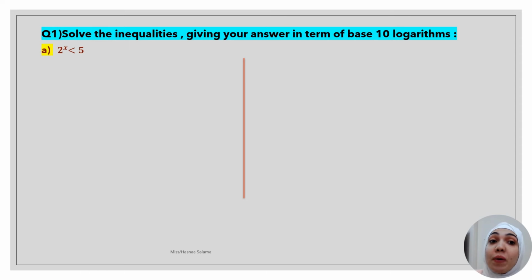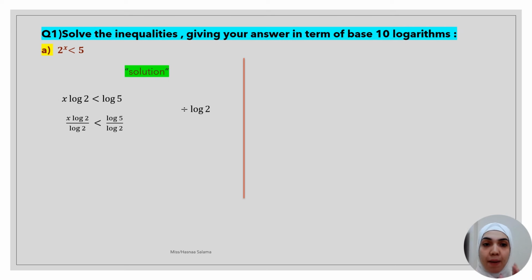Part A: 2 to the power x is less than 5. Here I need to get the value of x, so we need to use ln or log, but he said use base 10, so use log on both sides, and we use the power law. It will be x log 2 less than log 5. After that we need to divide by log 2 on both sides.